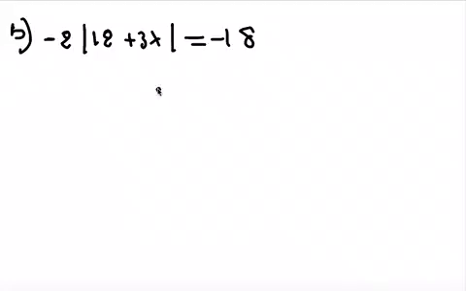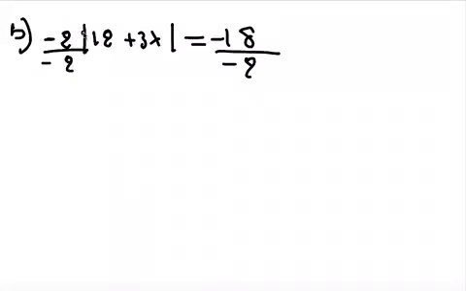What do you see as the difference between this one and the first example? The difference is we have negative 2 right behind the absolute value. Always try to make the absolute value alone, not associated with another number just behind it. The way to get the absolute value of 12 plus 3x alone is to divide by negative 2 on both sides.